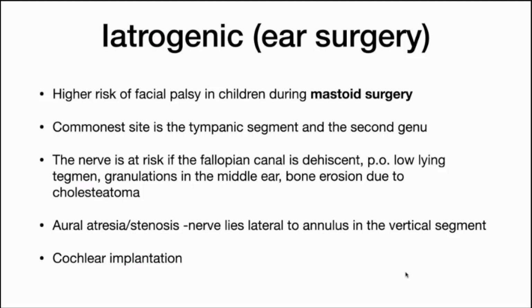Facial nerve palsy has been an important complication of cochlear implantation. Because we are doing implants in anomalous ears also, the facial nerve course may be anomalous. So always have a good look at the MRI and the CT scan to know about the inner ear anomaly and the associated facial nerve anomaly, so that you can modify your surgery.